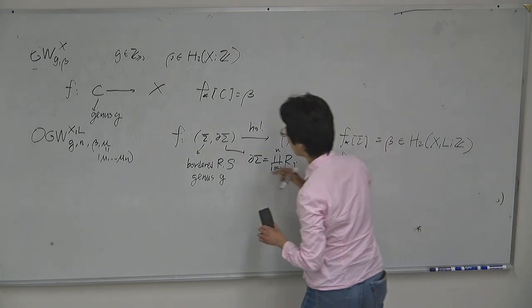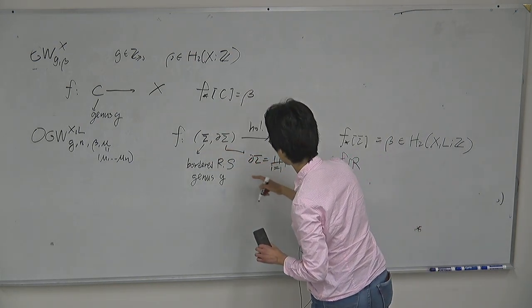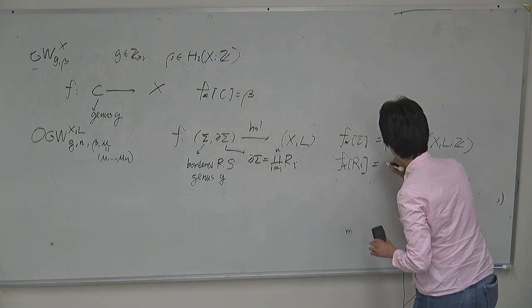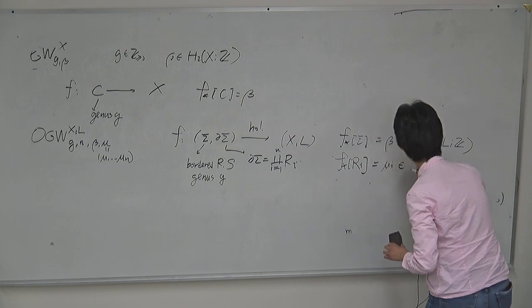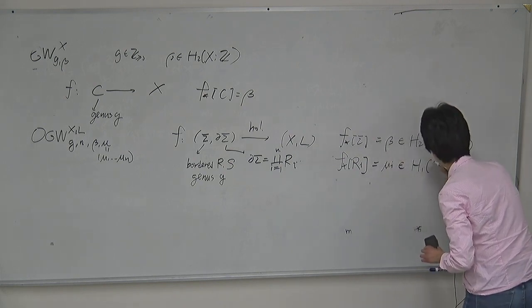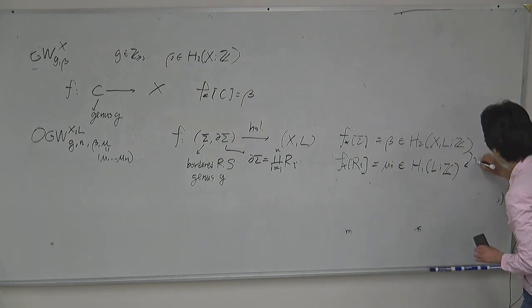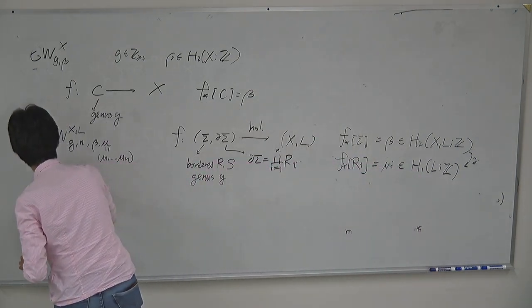So the domain is oriented by the complex structure, and the boundary circles have the induced orientation. So we know what this is. This is some mu_i. So right now mu_i is an element in the first homology group, and then there's a boundary map, and this should be compatible in the following sense.